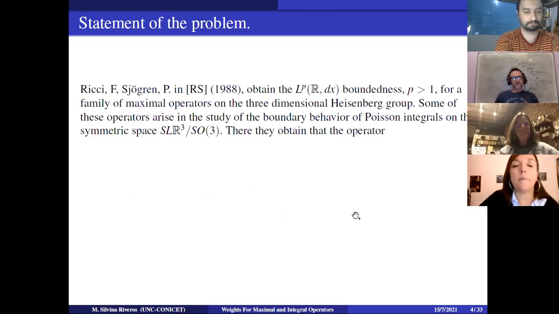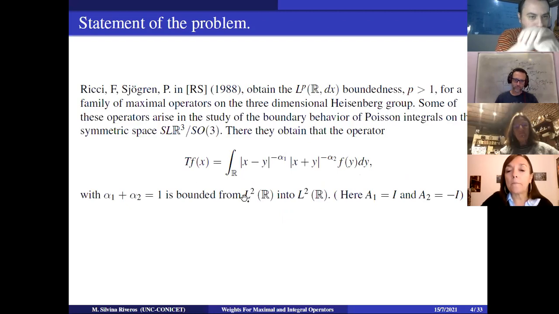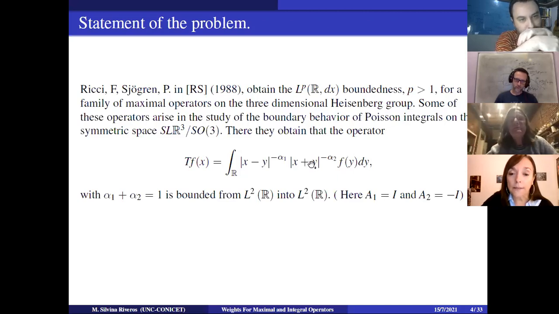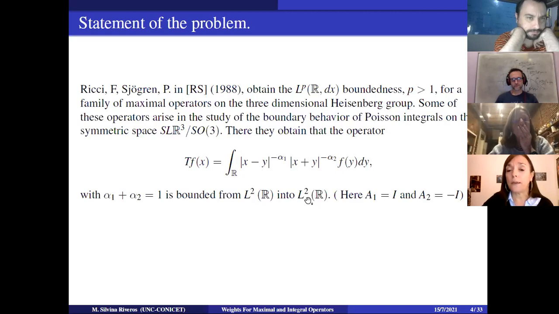So let's give a little bit of history of this kind of operator. Ricci and Sjögren were studying a family of maximal operators in the Heisenberg group, and this kind of operator appeared to them. They studied the boundedness from L2 to L2 of this operator. Observe that here the matrix is minus the identity, and here it is the identity. They studied the boundedness of this operator from L2 to L2 with respect to the Lebesgue measure.